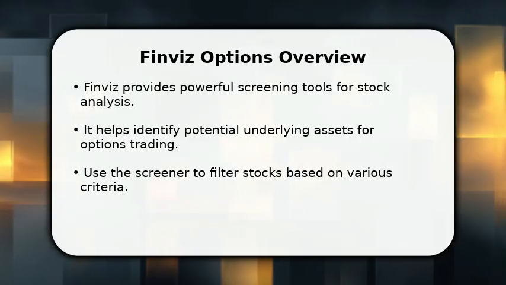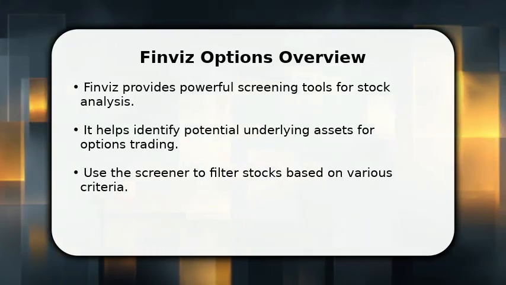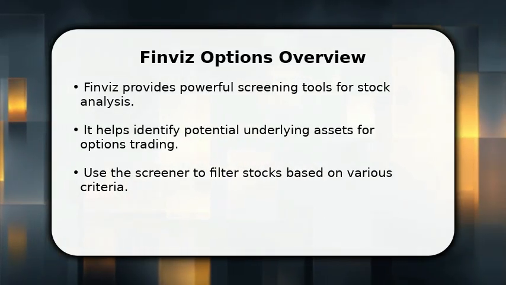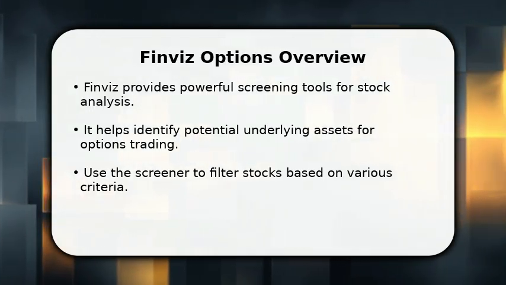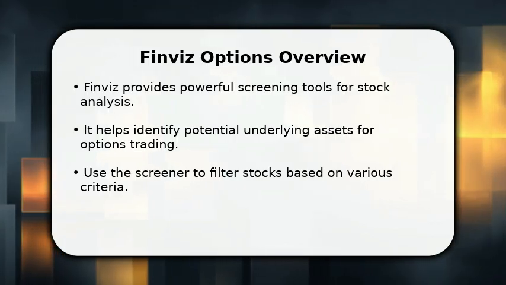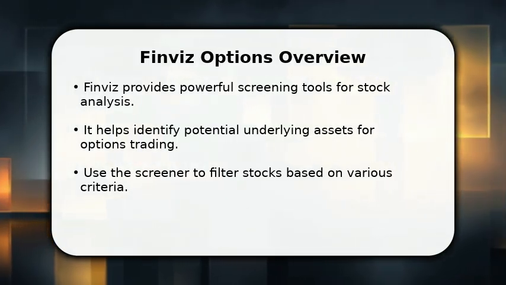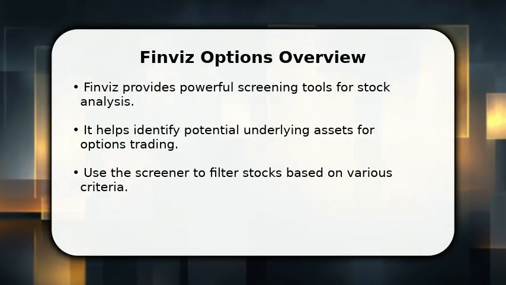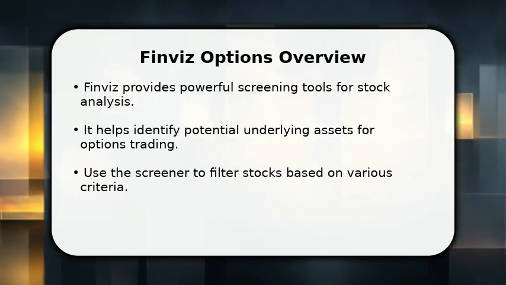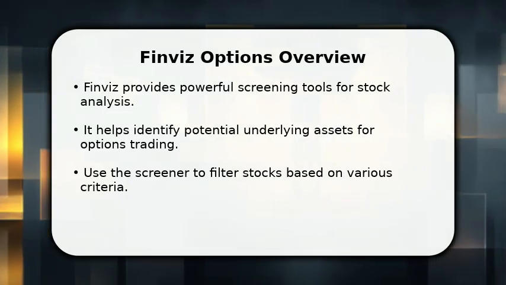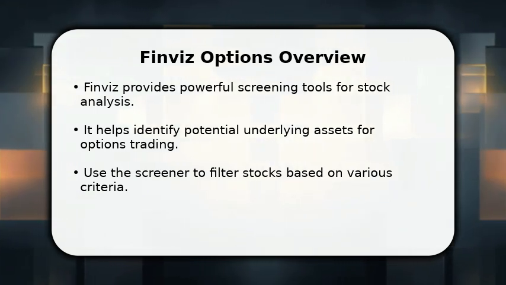In this video, I will explain how to use Finviz for options. First, navigate to the Finviz website and locate the Screener tab. This powerful tool allows you to filter through thousands of stocks to find potential candidates for your options strategies. You can set specific criteria to narrow down your search, focusing on key financial metrics and technical indicators. This initial step is crucial for identifying strong underlying assets before diving into options contracts.